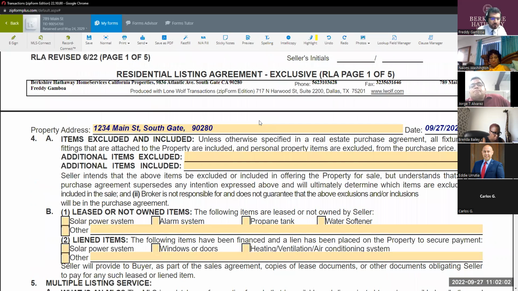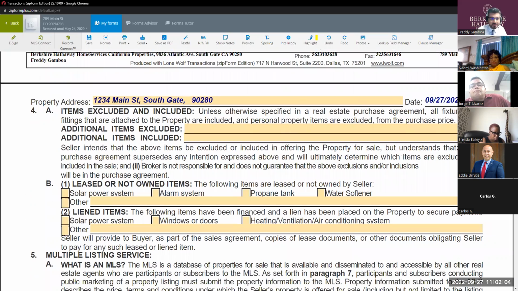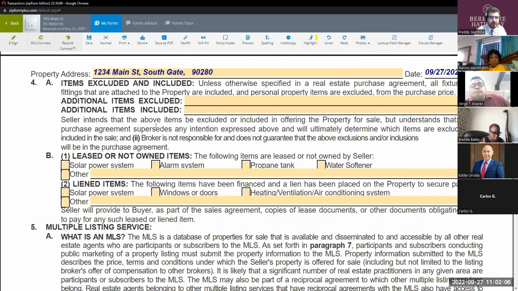Okay. Page 2, right? Property address on top, the date. Now, right here, when it comes to items to be included or excluded from the sale, we know what is real property and what is personal property, right? Real property is anything that's attached to the wall through a screw, or something that goes from one object to the next, through the wall. That is considered real property.